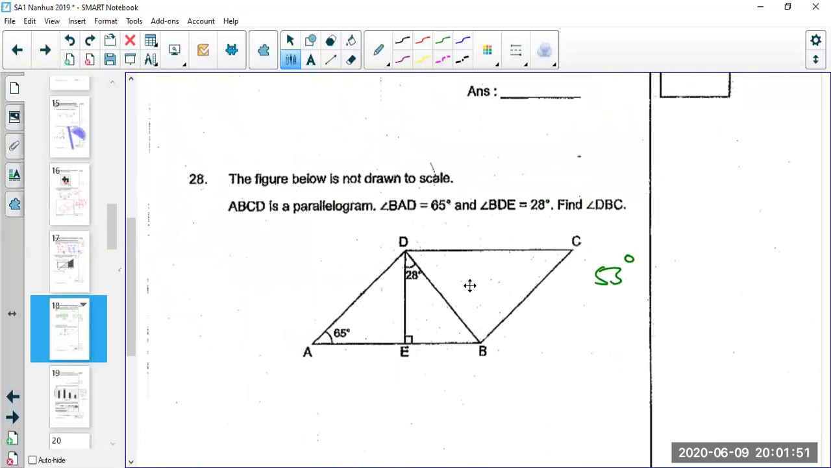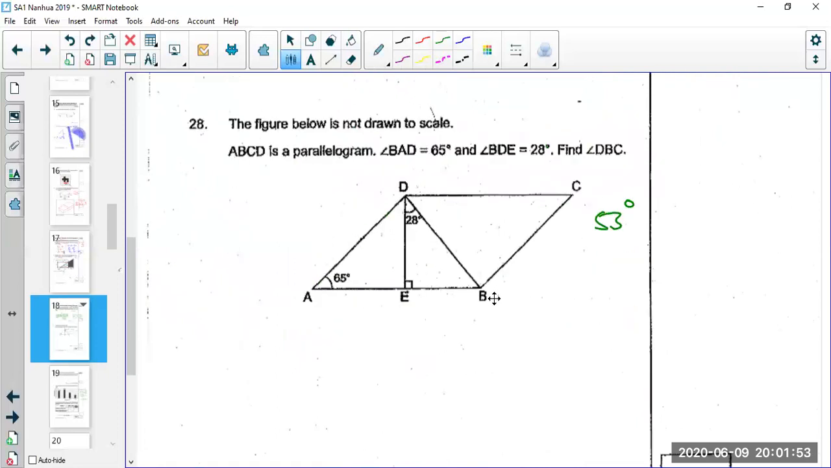Now, the figure is not drawn to scale, so read the question, find DBC. You need to mark out the question mark. So where is angle DBC? DBC, over here. Then don't care about the question mark. Look for other angles that you can find. This is a right angle, 90, right? So this is a parallelogram. What do you have? You have 2 lines that are parallel, right? Another 2 lines that are parallel.